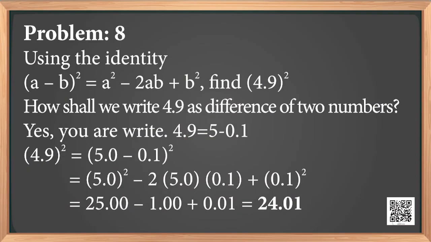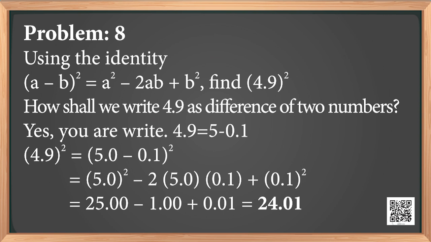Problem number 8. Using the identity (a−b)² = a² − 2ab + b², find 4.9². How shall we write 4.9 as a difference of two numbers? Yes, you are right. 4.9 is equal to 5 − 0.1. 4.9² is equal to (5.0 − 0.1)². That is equal to 5.0² − 2 × 5.0 × 0.1 + 0.1².